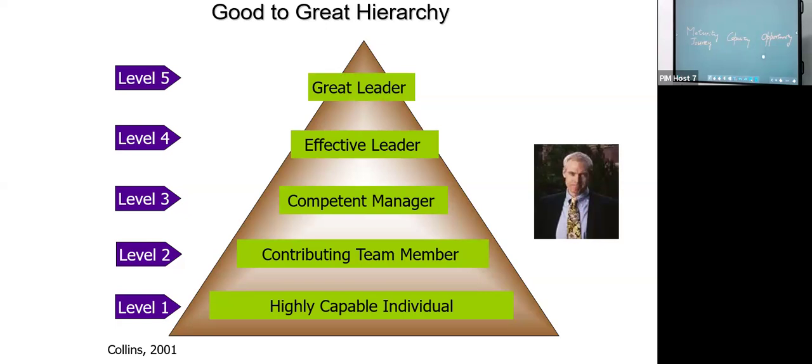So what are the 5 levels? Shall you identify what is level 1? Highly capable. And what is level 2? And what is level 3? And level 4? And level 5? Great leader. According to Jim Collins, a great leader has 2 remarkable features. What are those? Will and humility.